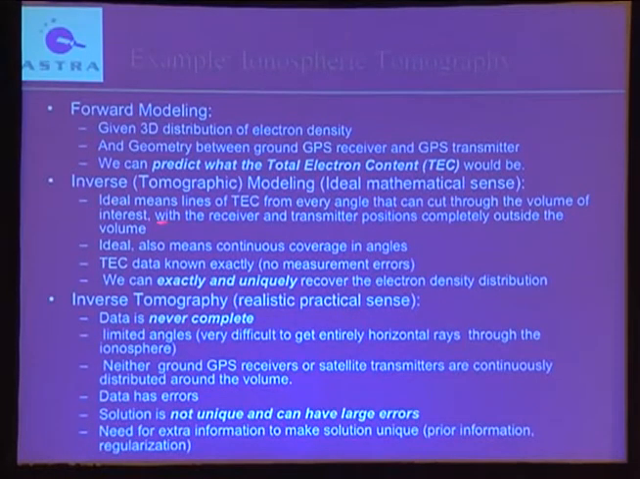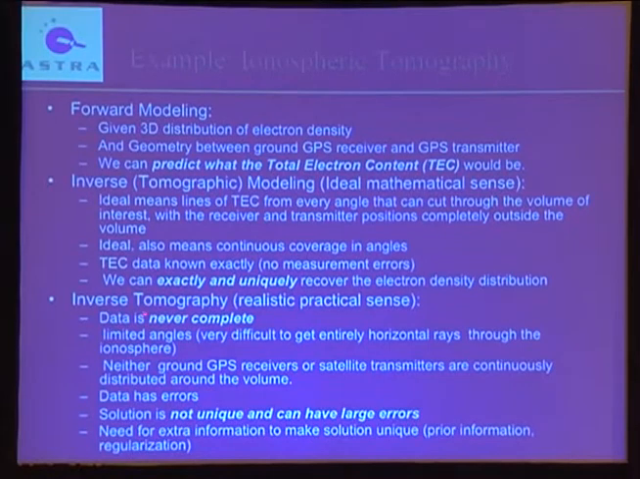The ideal means that we have lines of sight of TEC from every possible angle and direction we can measure throughout the entire volume we're interested in, and the receivers and transmitters are outside the volume. We have continuous coverage at all angles. The TEC data is known exactly with no measurement errors. And from that, from this integral relationship and an application of inverse integral theory, we can exactly and uniquely recover the electron density distribution.